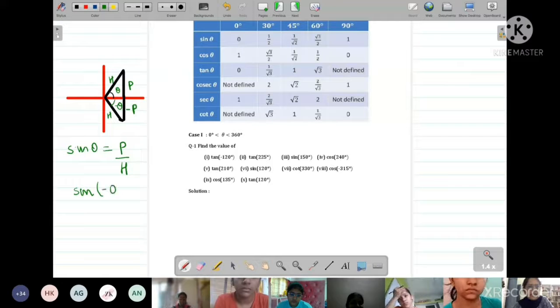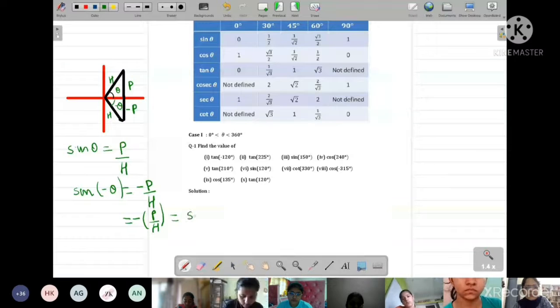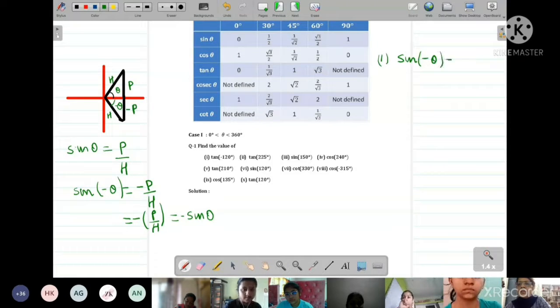Sine of minus theta. In the figure, what is it? It is equal to, you can see it is perpendicular in the downward direction, minus P upon H. Can I write this as minus, outside, P upon H, which is the same as minus sine theta? So remember the first result: sine of minus theta is equal to minus sine of theta. Is it clear or not?